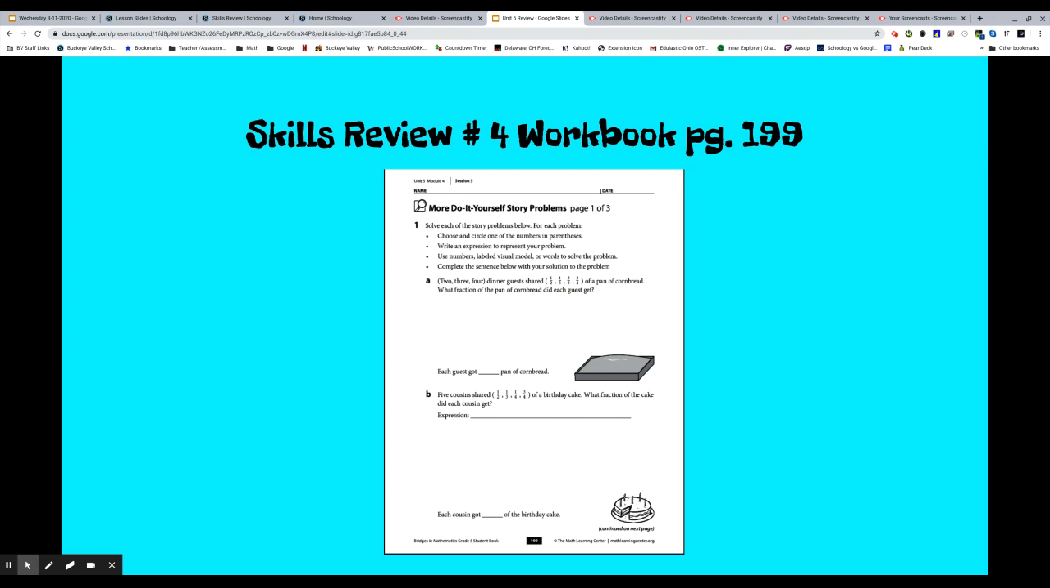Okay, this is page 199. Again, all you're doing with these problems is circling, for example, 1A, if you want 2, 3, or 4 dinner guests to share 1/2, 1/3, 2/3, or 3/4 of a pan of cornbread. Write what fraction of the pan of cornbread did each guest get? Each guest got, and fill in the blank.